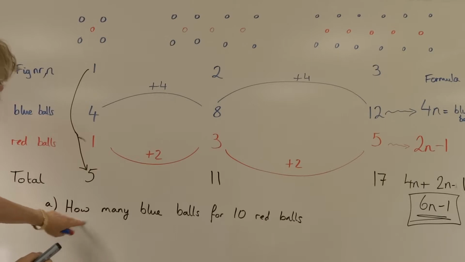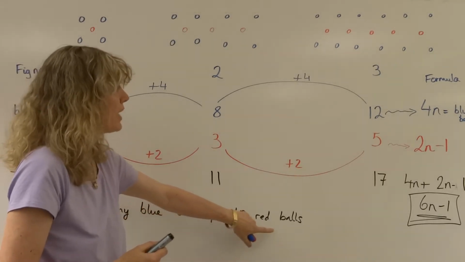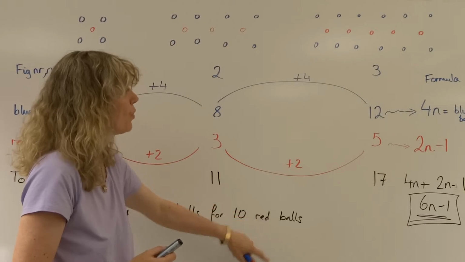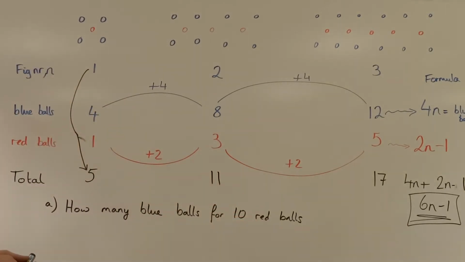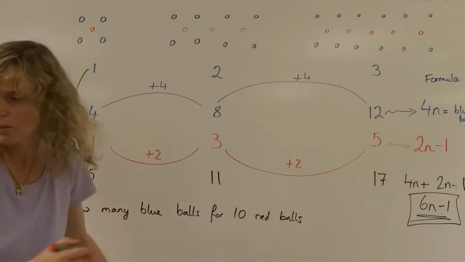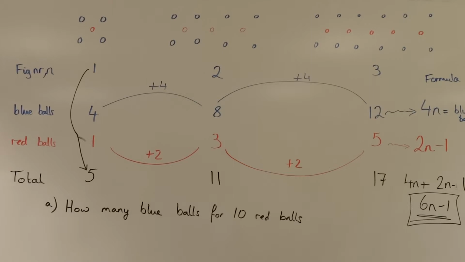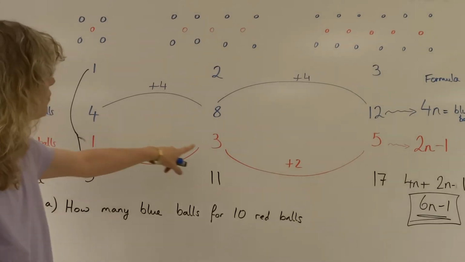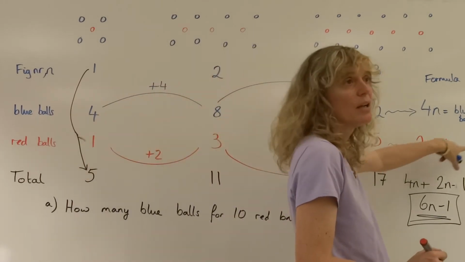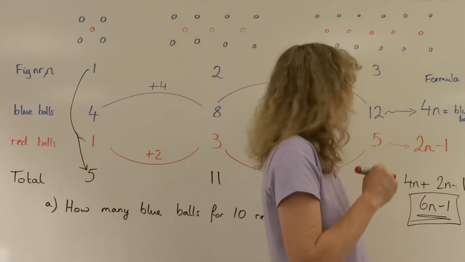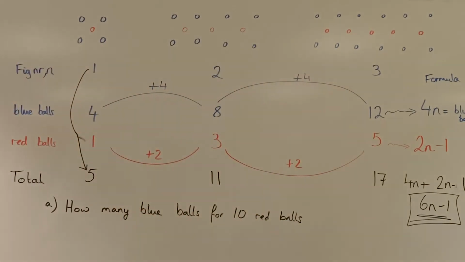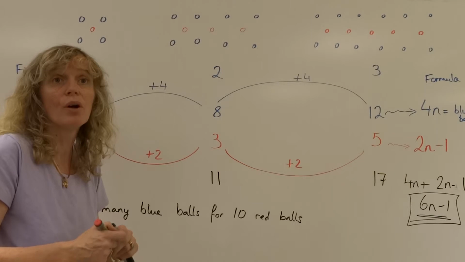The question in A was, how many blue balls for 10 red balls? Well, if we had 10 red balls, what figure number would that one have? When would we get 10 red balls? But we wouldn't get 10 red balls, would we? 1, 3, 5, 7, 9, 11. So I think that the question is wrong there. I think we'll have to say, how many blue balls for 9 red balls?